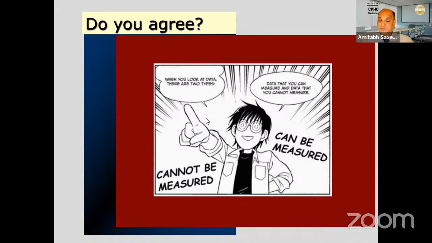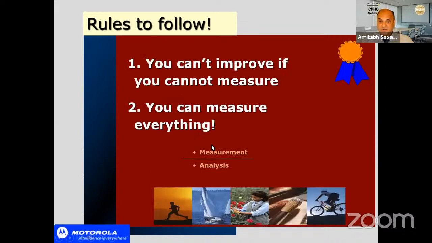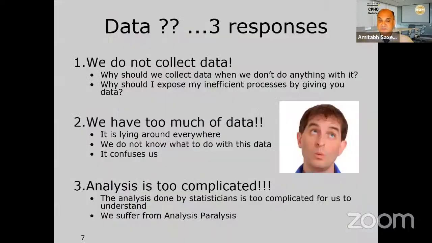Yes. Do you agree that there are some things which cannot be measured and some things which can be measured? Well, some of you are saying yes, some of you are saying no. Actually, you have to disagree. You can't improve if you cannot measure, and you can measure everything. That is rule number 2. And rule number three is, if you think something cannot be measured, go back to rule number 2. That means everything can be measured.